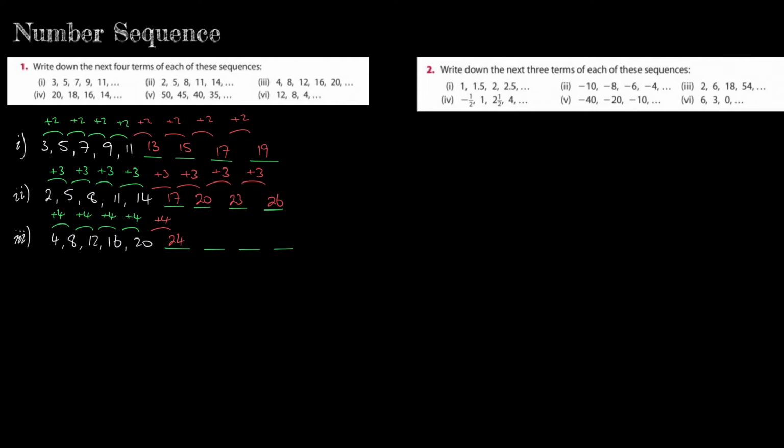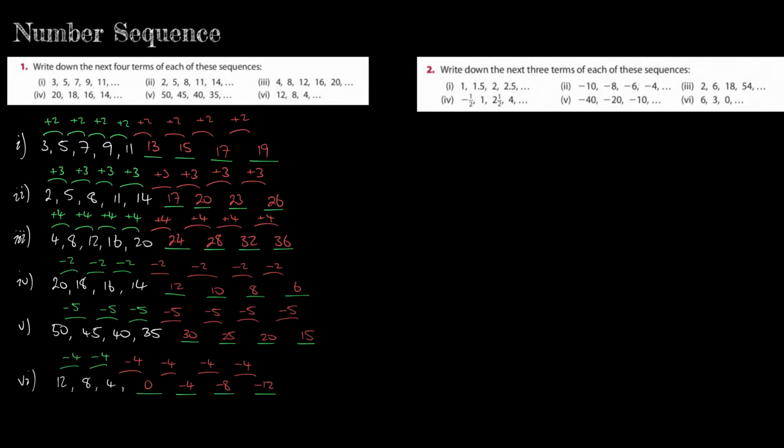So 20 plus 4 will give me 24. 24 plus 4 gives me 28. 28 plus 4 gives me 32. And 32 plus 4 gives me 36. Okay, I'll give you a chance there to try the next 3 by yourself.